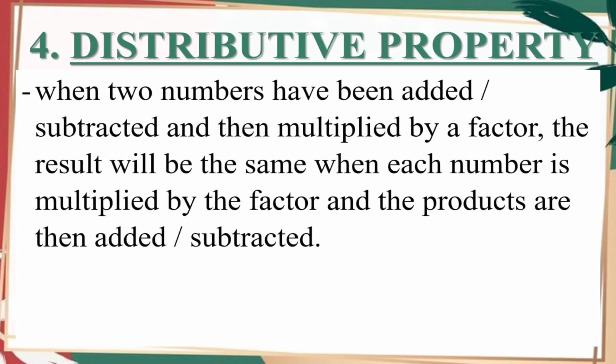So, the distributive property states that when two numbers have been added or subtracted and then multiplied by a factor, the result will be the same when each number is multiplied by a factor and the products are then added or subtracted. So, sa madaling sabi, from the name itself, distributive property, in distributive property, we distribute number. Okay? The number that we distributed will be multiplied to the group of numbers. So, para mas madali nating maintindihan, let's have this condition.